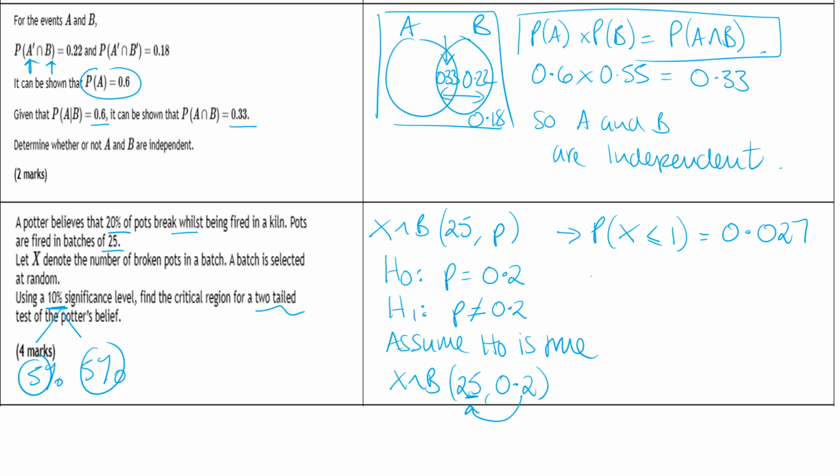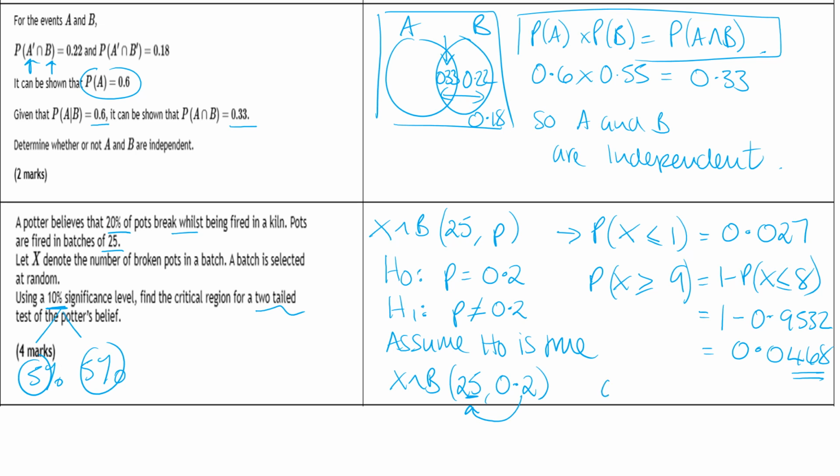And then if we do the other tail, x being bigger than or equal to 9, now what we'll have to do there is do 1 minus the probability that x is less than or equal to 8. If you do that on your calculator, it's 1 minus 0.9532, which does come out to give you 0.0468, and that is less than the 5%. So these are the two regions that give us the critical regions.